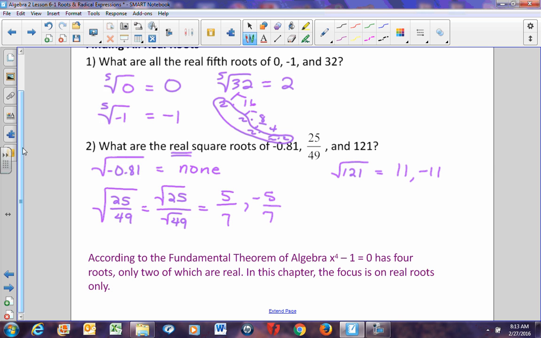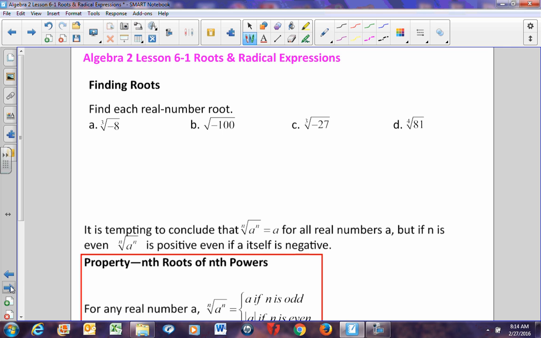Now, according to the fundamental theorem of algebra, which we learned last chapter, x to the fourth minus 1 equals 0 has 4 roots, only 2 of which are real. In this chapter, the focus is on the real roots only, so we're not going to have to worry about the complex roots or the irrational roots. We're just basically talking about your real roots. All right, so find each real numbered root.